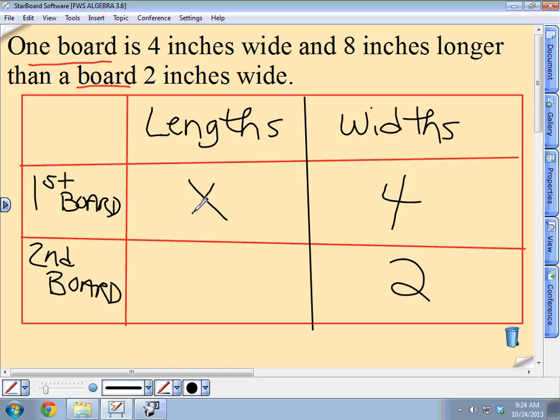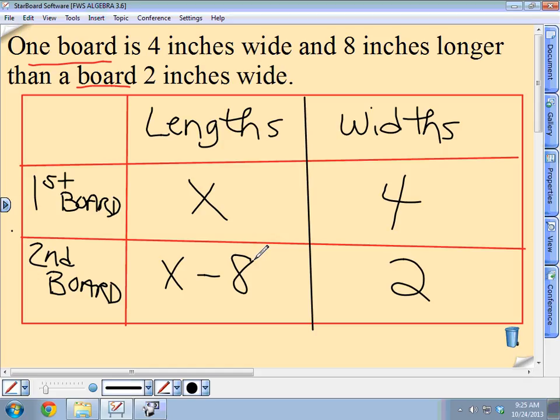So if the length of board 1 is x, what is the length of board 2? It says board 1 is 4 inches wide and 8 inches longer than board 2. So this is 8 inches longer than this. So what would this be? X plus 8. Not x plus 8, minus 8. x minus 8, right? Because which one is longer, board 1 or board 2? Board 1, right? So this is 8 inches shorter.